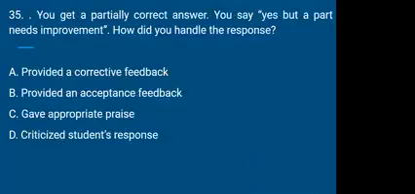All right, next. Let's proceed to number 35. You get a partially correct answer. You say, yes, but a part needs improvement. How did you handle the response? Is it A, provided a corrective feedback? Letter B, provided an acceptance feedback. Sana all may acceptance chart. Letter C, gave appropriate praise. And for letter D, criticize students' response.